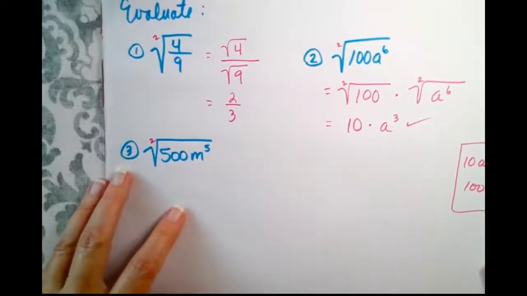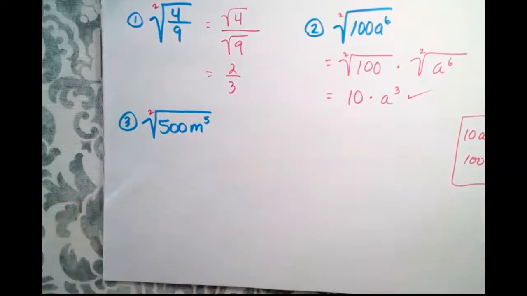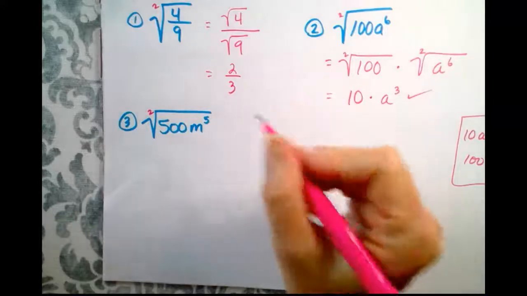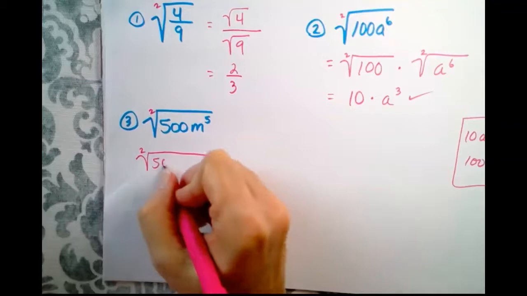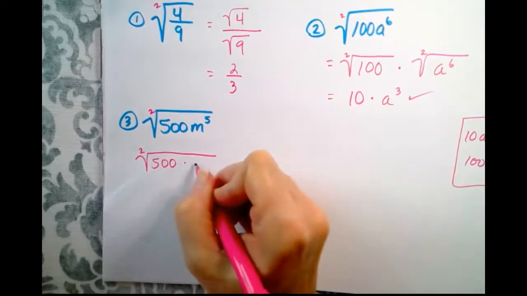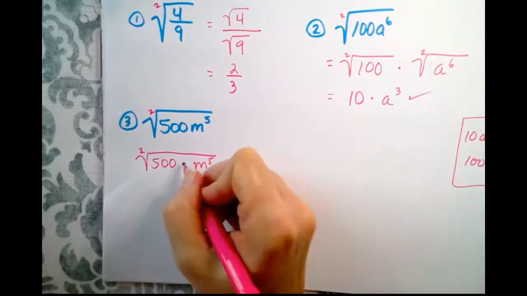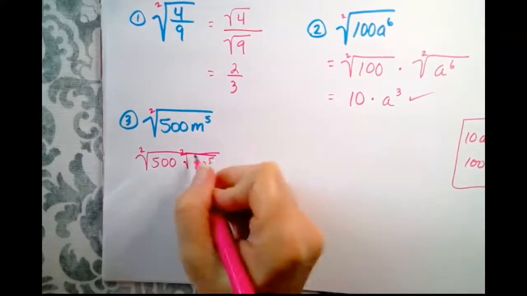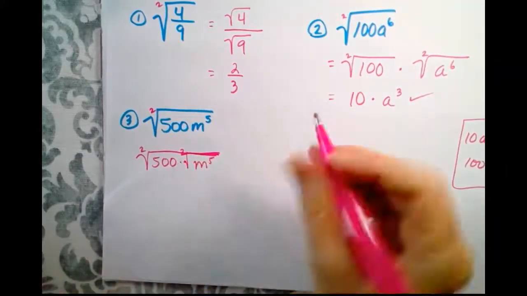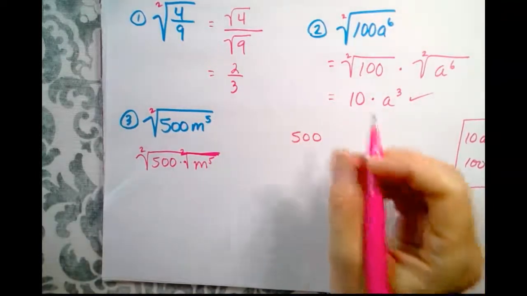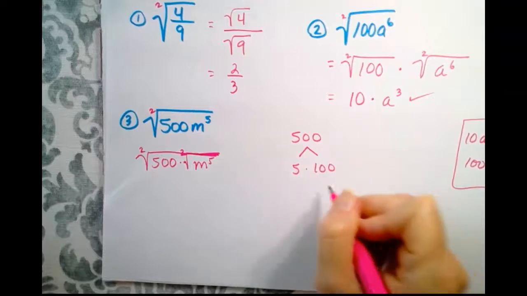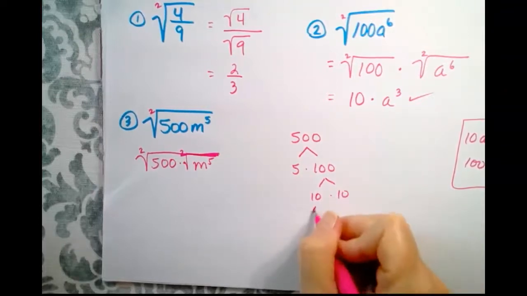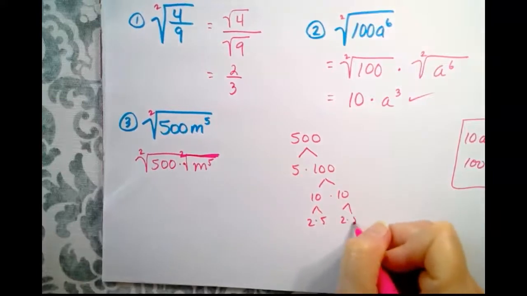We're going to do it again with the square root of 500m to the 5th. This one's going to take a little more muscle. So first of all, let's separate this and let's think about it. We've got 500 times the square root of m to the 5th. I'll go ahead and make that its own radical there. So let's make a factor tree for 500. 500 is 5 times 100. 100 is 10 times 10. 2 times 5, 2 times 5.